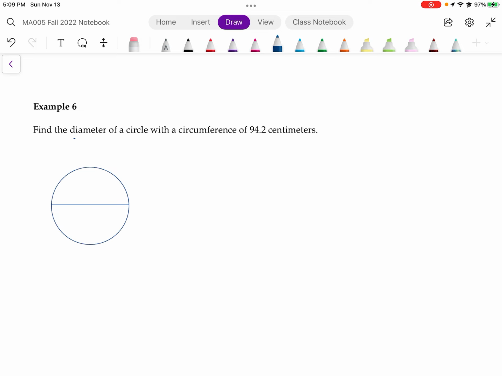All right, so again, we're finding the diameter of a circle with a circumference of 94.6. So why not just start where we left off last time? D equals the circumference over pi. So we are looking for the diameter.